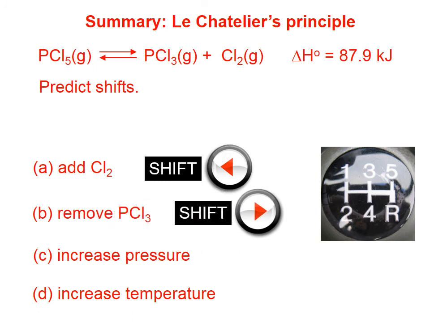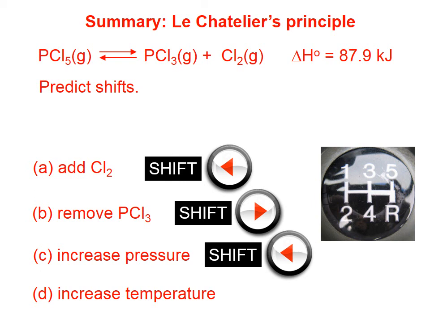Suppose instead we were to increase the pressure. This is a gaseous system, so pressure volume changes might apply with regard to shifting. We can see that on the reactant side we have 1 mole of gas. On the product side we have 1 mole plus another 1 mole, so that's 2 moles. And whenever we increase the pressure of a gaseous system, the gaseous system wants to get smaller. So which way would we shift to produce less volume? And that would be to the left.